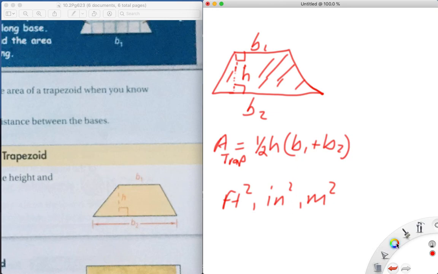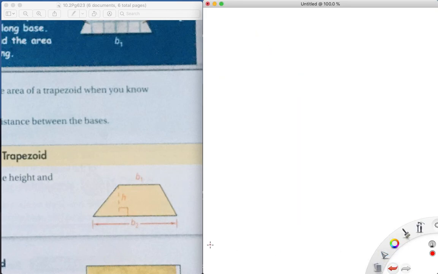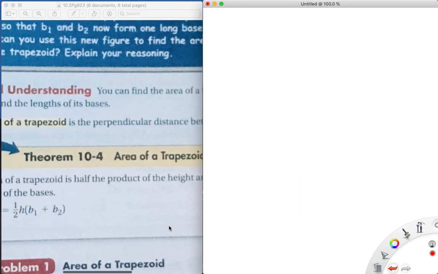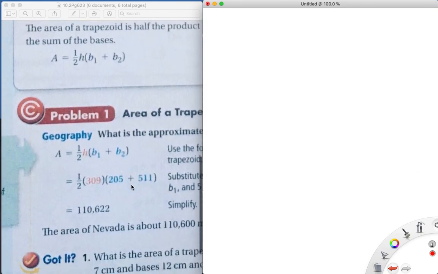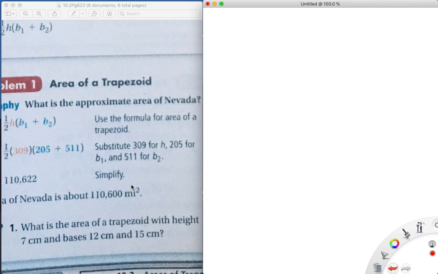And that is the equation for an area of a trapezoid. They call this theorem 10-2: the area of a trapezoid is 1/2 the height times the sum of the bases. They give us an example.